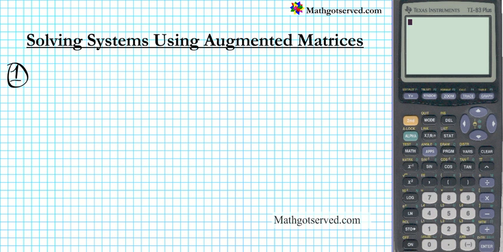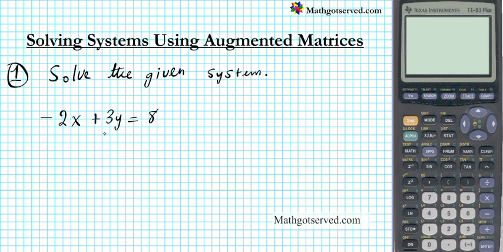Let's say you're given the problem, solve the given system. Let's say we're dealing with a two variable system. First of all, let's say you had negative 2x plus 3y equals 8 and 3x minus y equals negative 5. Okay? So let's say you have the system of equations that you're asked to solve.